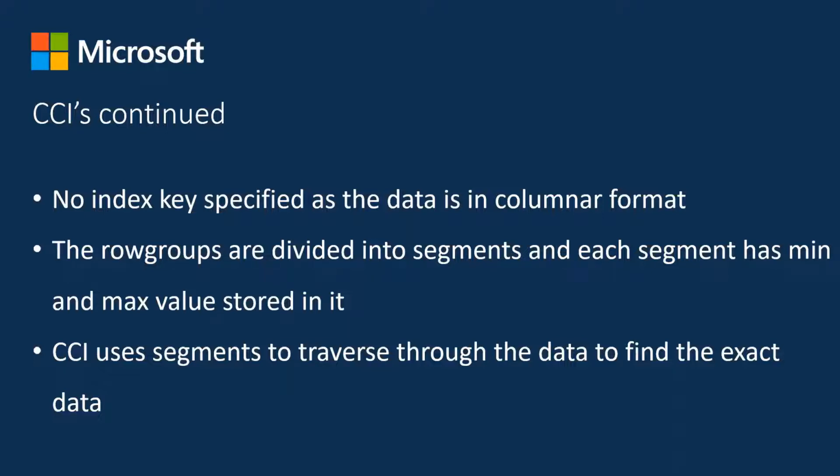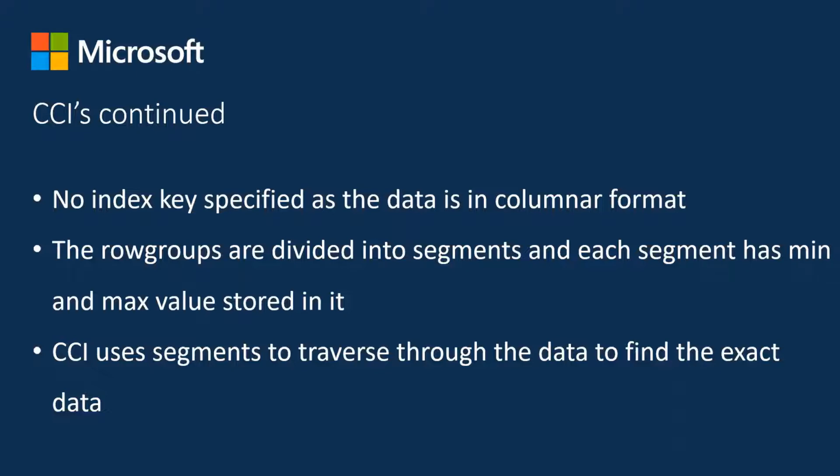The row groups are divided into segments. So what actually helps the column store index search the data so fast? We knew that at the backend it happens like this, but which term helps the column store indexes search the data fast? That is the segment. When we create a column store index, the segments are defined at the backend, and those segments have a range: this is the minimum value of the data inside this column, and this is the maximum value of the data inside this column.